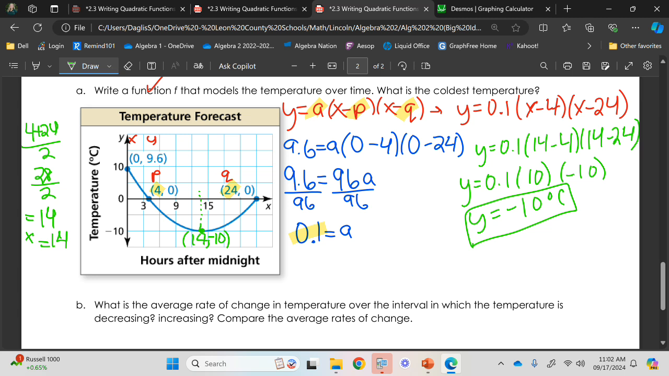It doesn't ask me this, but what time is this happening? If it's 14 hours after midnight, what time of day is that? 2 p.m. Yeah, that's like a nice little bonus question. So at 2 p.m., we have the lowest temperature of negative 10 degrees Celsius.